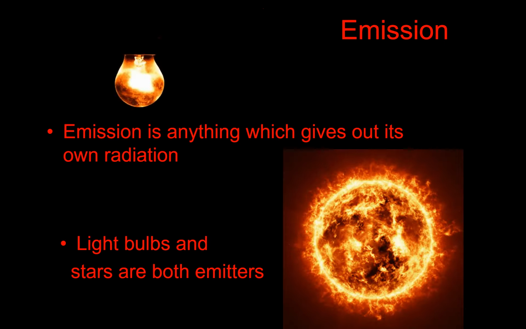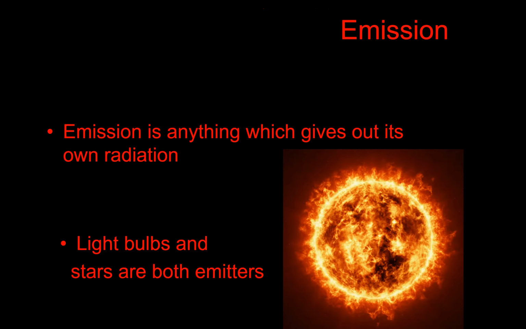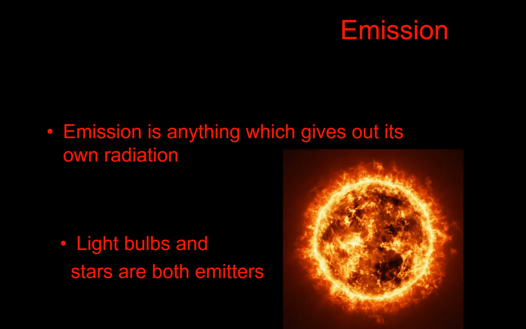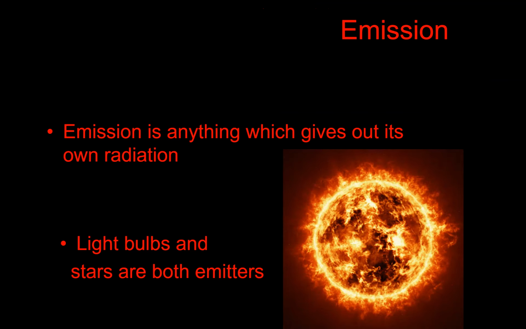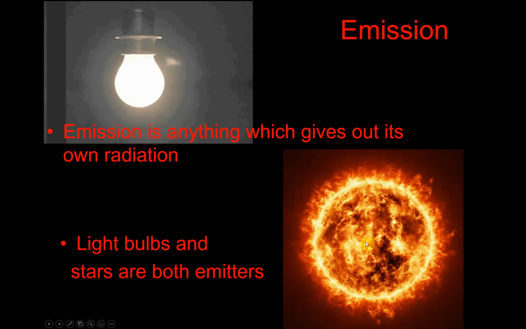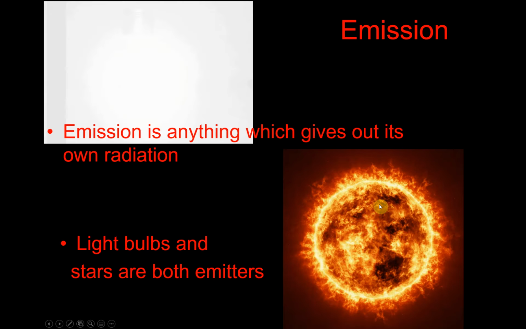Emission, the one we haven't yet discussed, is anything which is giving out its own radiation. Things like light bulbs and stars are pouring radiation out themselves through heating up. If we take something like the sun, we are looking at hydrogen being converted to helium, which is releasing many watts of energy per second.